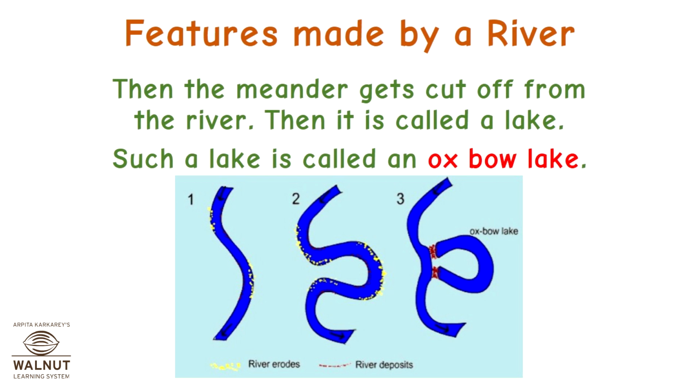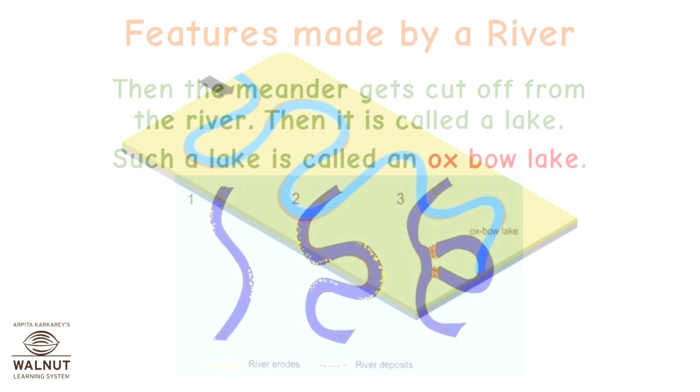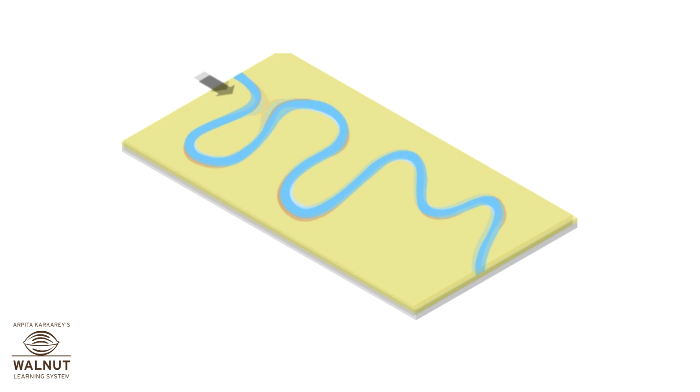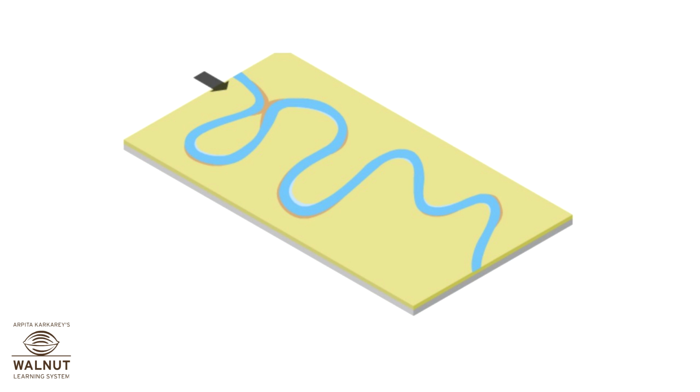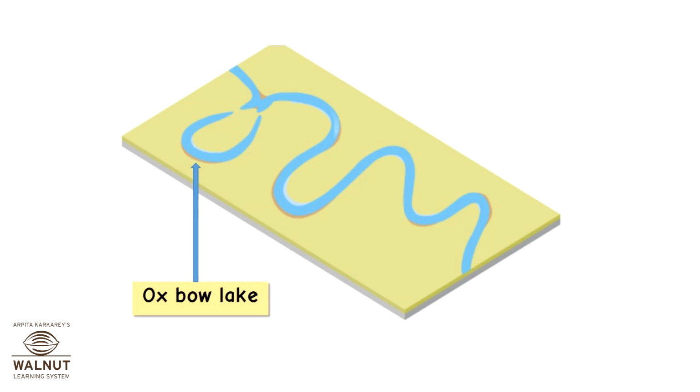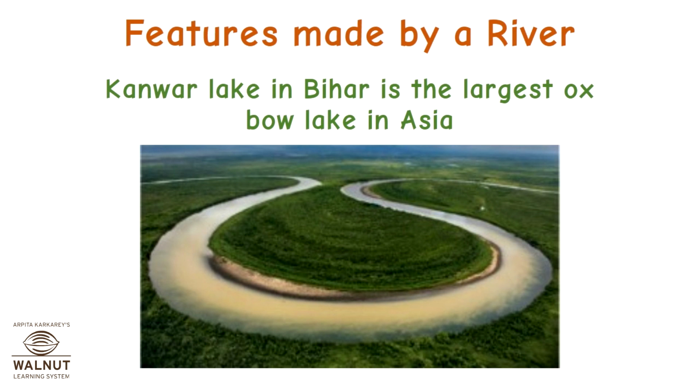Then the meander gets cut off from the river. Then it is called a lake. Such a lake is called an oxbow lake. Kanwar Lake in Bihar is the largest oxbow lake in Asia.